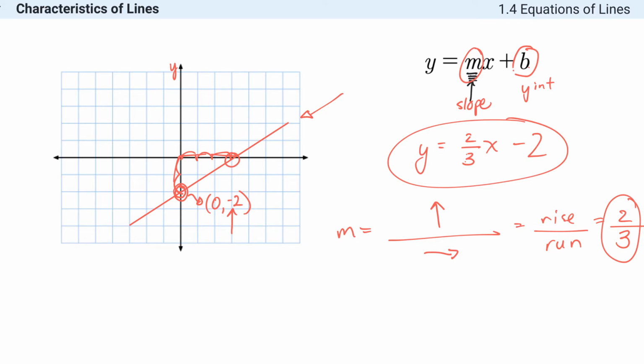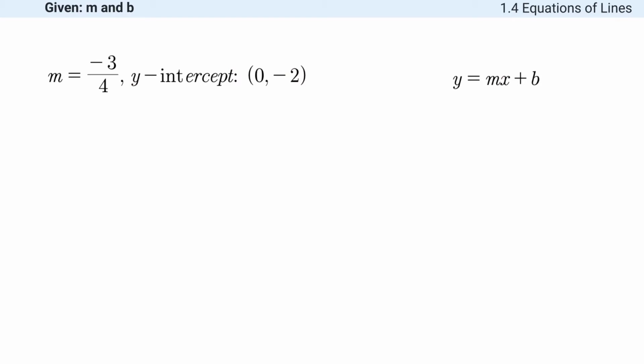So what I'm going to do in the next couple of slides is show you different ways of arriving at that equation. Sometimes we won't know the slope, so we'll have to figure it out. Sometimes we won't know the y-intercept, we'll have to figure that out. Okay, so here's the equation.